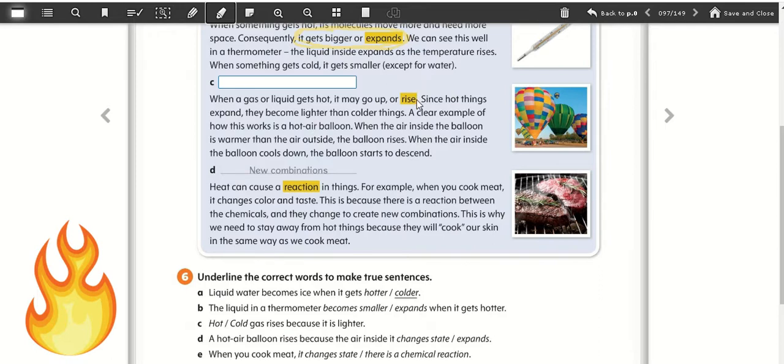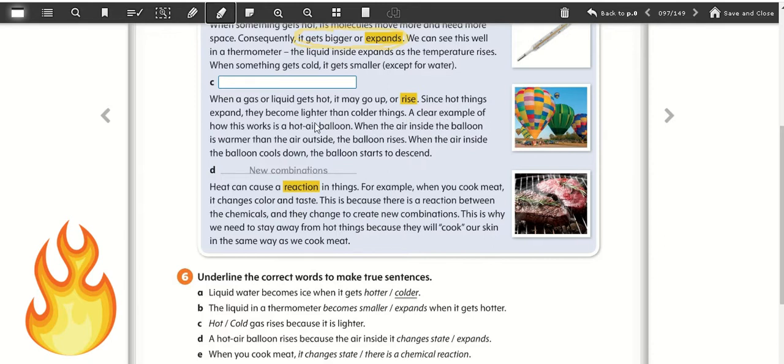Salir, ¿verdad? Ir hacia arriba. Esto es importante que lo escriban por ahí. Rise significa levantar, levantarse. Since hot things expand, they become lighter, o sea, se hacen más livianas, lighter, than colder things.